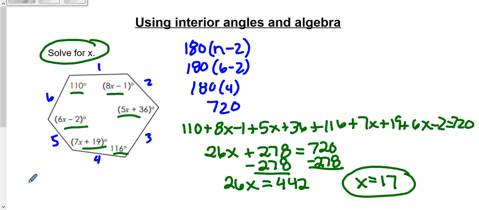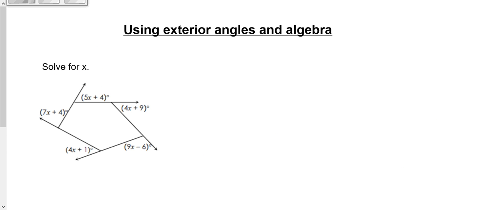Okay. And for our last example, we have using exterior angles and algebra. So now we dealt with interior. This time we're dealing with exterior. The unique thing about exterior angles is that all exterior angles add to 360 degrees. There's no really unique formula. You just need to know that all angles on the outside of any polygon will always add to 360. So that makes the setting up of the equation easier.